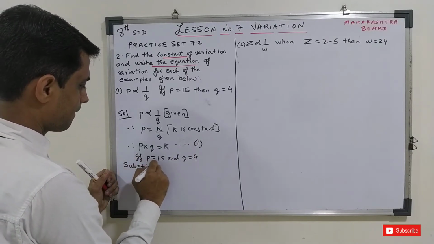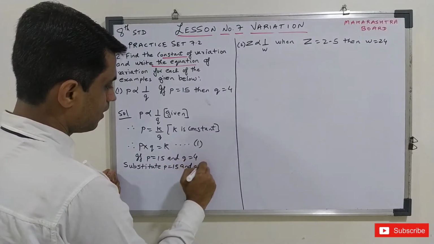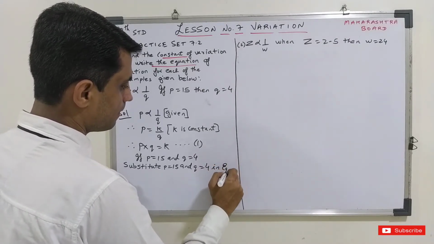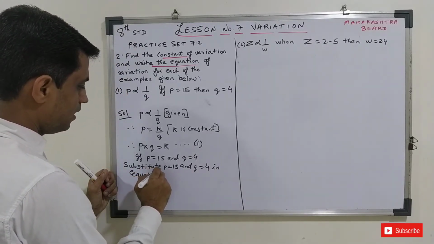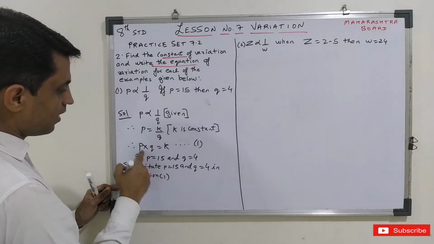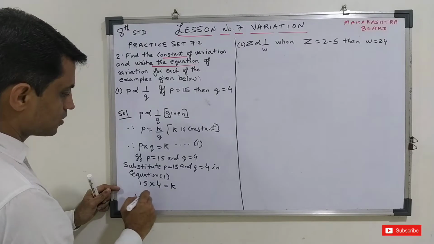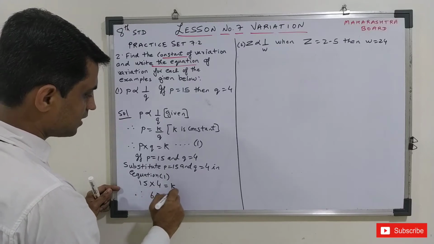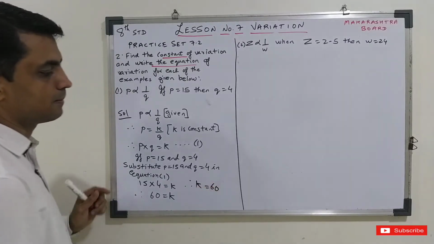Substitute P is equal to 15 and Q is equal to 4 in equation 1. So here we will write, instead of P, 15, instead of Q, 4, is equal to K. So what will we get? 5 4s are 20, so 60 is equal to K. So what did you get as the value of K? K is equal to 60.